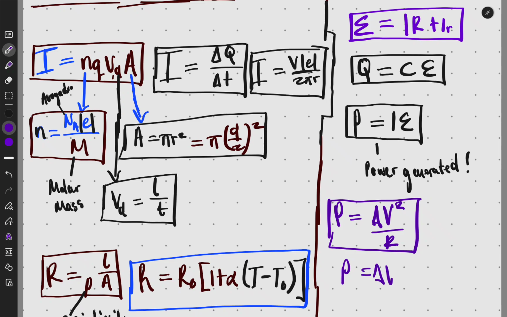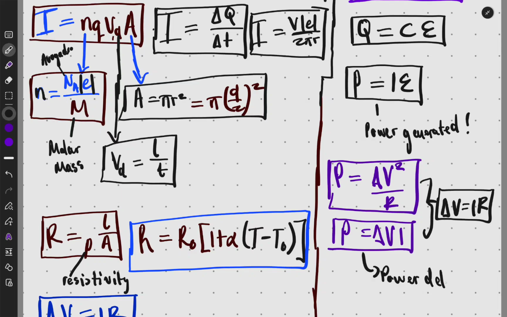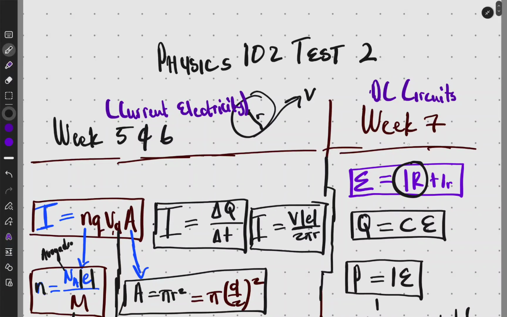Okay, why do we say that? Because this one deals with the delta V, and we know that delta V is just IR. So delta V only works with outside the circuit. So this will be the power delivered outside the circuit, outside in the circuit, but outside the source, okay? So that delta V is this one here, okay?